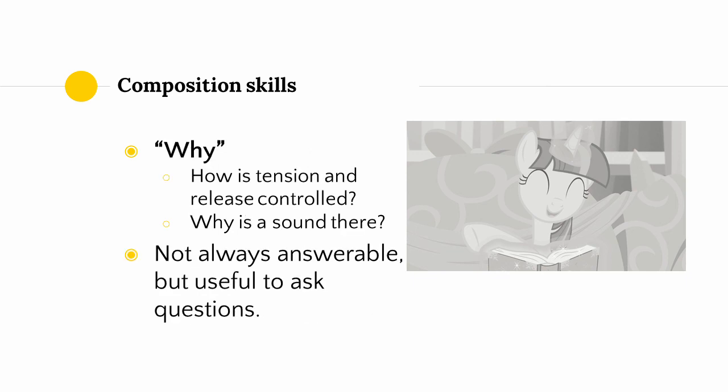Looking at the why of composition, you need to look at what are the clever things that the composer does, for example, to control tension and release, or to ensure that the most important parts of the instrumentation stand out. Why did the composer choose to put a sound in a particular place? There isn't always a good answer to these questions. Sometimes composers just put things in because they feel like it. But sometimes when asking these questions, you can notice something important.